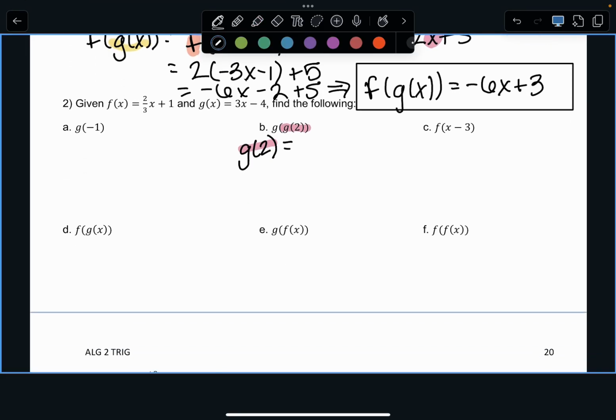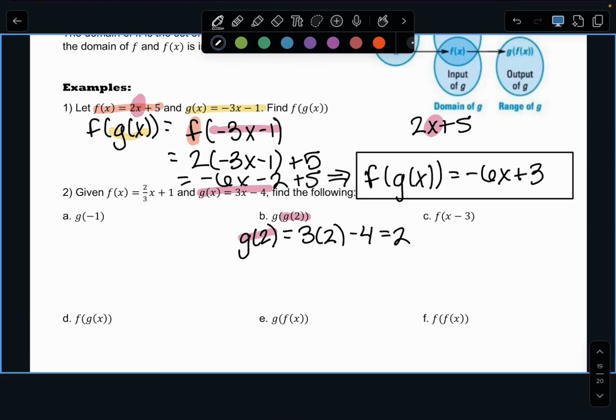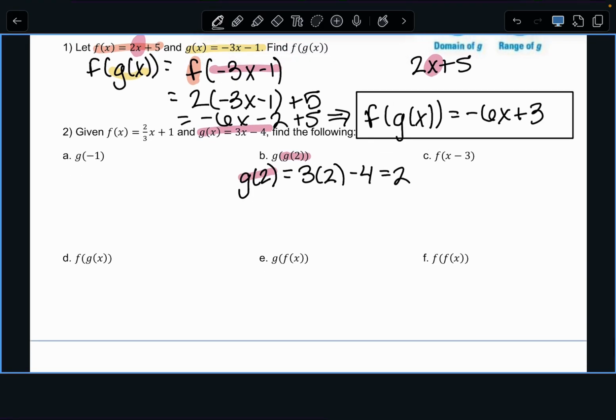So to find g of 2, I plug 2 into my pink function g. So 3x is 3 times 2 minus 4. And I get positive 2. Now I have the pink part. Just like what I did up here, I'm going to replace that pink part with what I know it is equal to. G of 2 is 2.